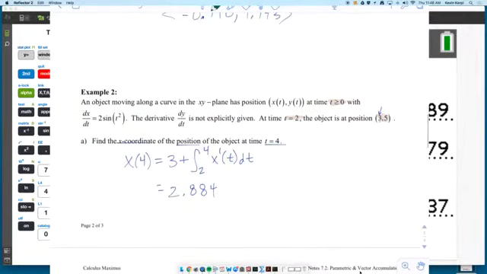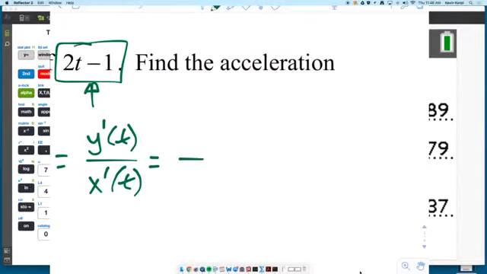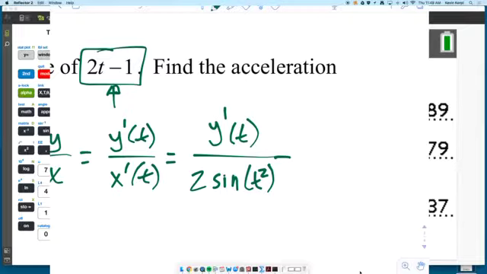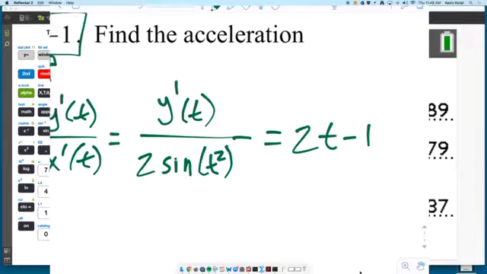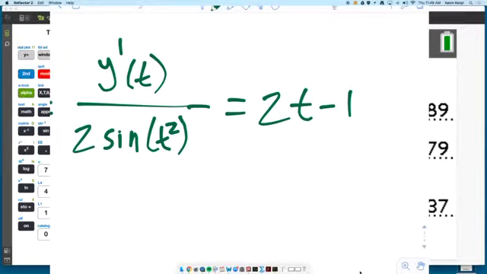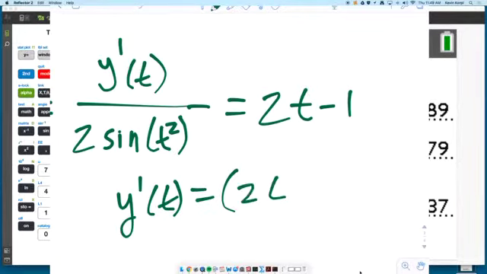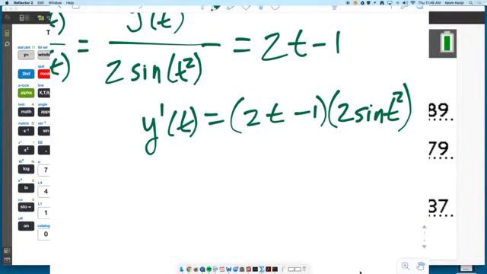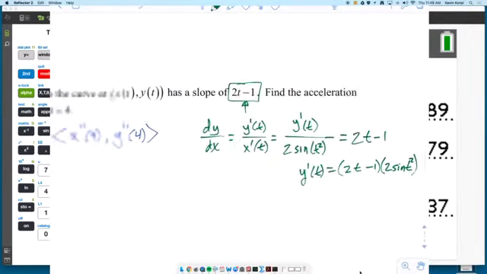We know x prime is 2 sine of t squared. So I can call that 2 sine of t squared, and I can leave y prime of t, which I don't know what it is. And of course, that's equal to 2t minus 1. So now, do I have a way to find the equation for y prime? Essentially, yeah. I can just solve for y prime of t by multiplying both sides by the denominator. So it becomes 2t minus 1 times 2 sine of t squared. And now I can evaluate that derivative, if I need it, at 4.